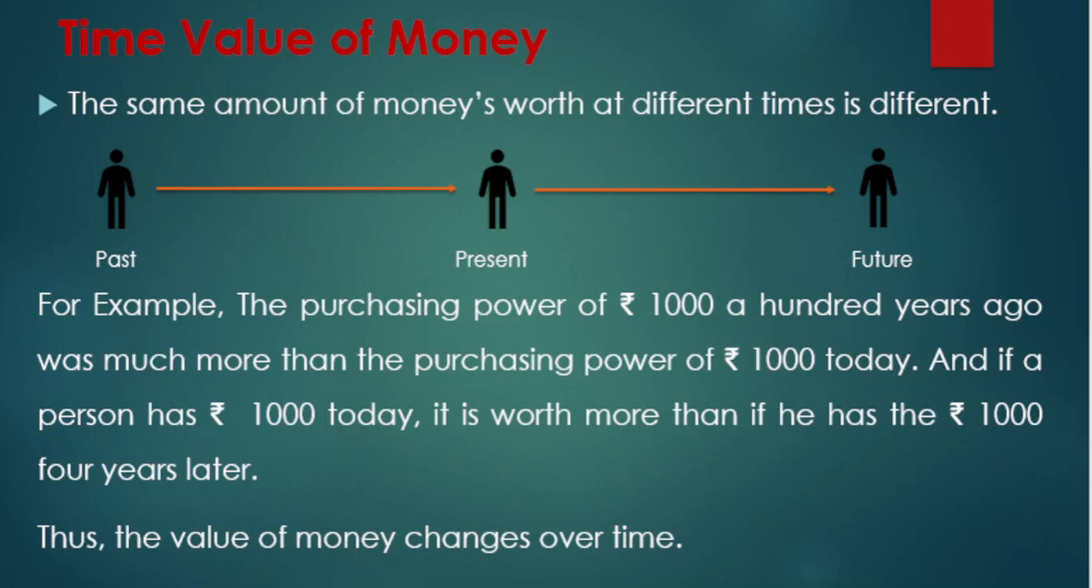Time value of money means money's worth at different times. For example, if we have 1000 rupees in the past, its worth is more than the 1000 rupees purchasing power of today. And if the same amount of money, 1000, we kept for the future, then its worth is less than today's worth. So the value of money changes over time is known as time value of money.